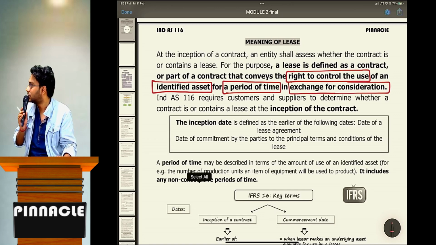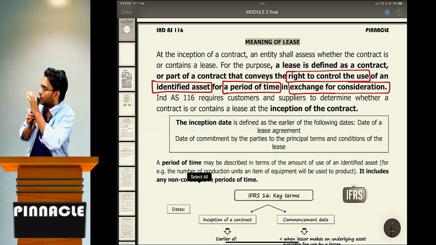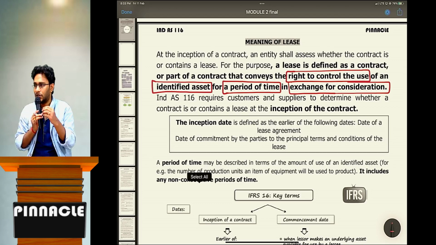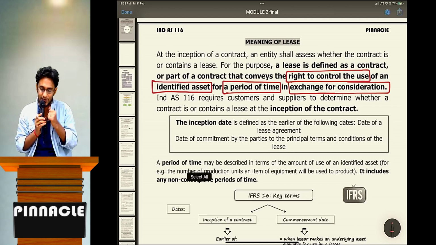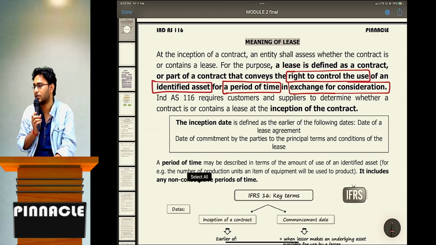Your next 1 or 2 sessions will be going only on understanding those 4 boxes. Right to use means what? Identified asset means what? A period of time, which period is considered? Consideration, in what mode will consideration be there?